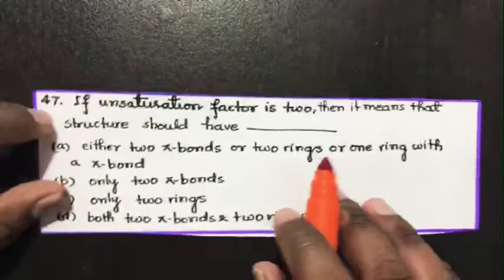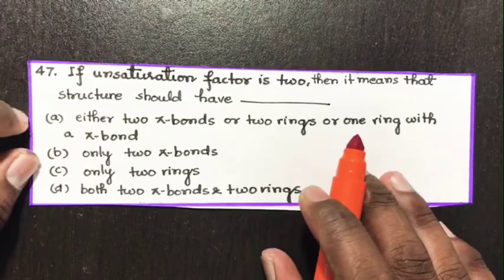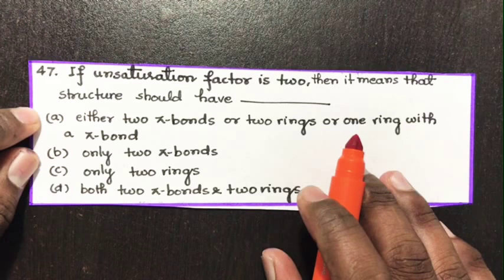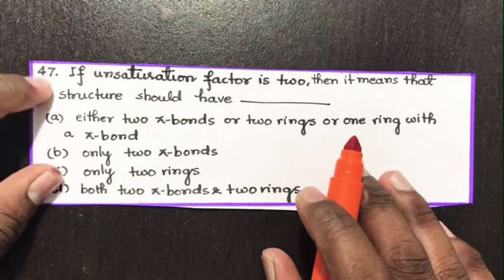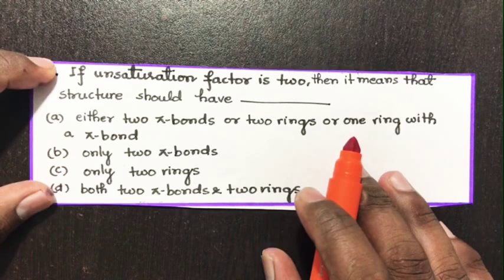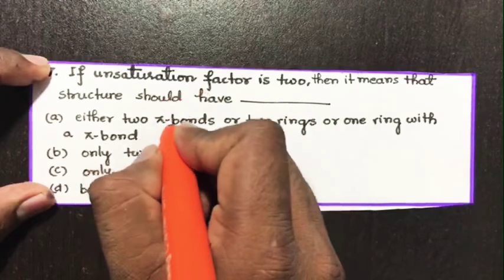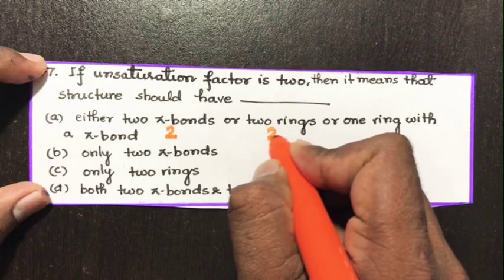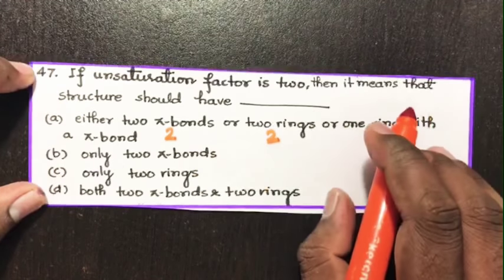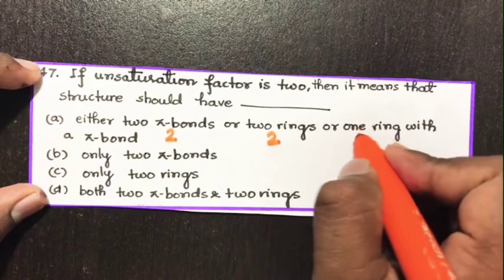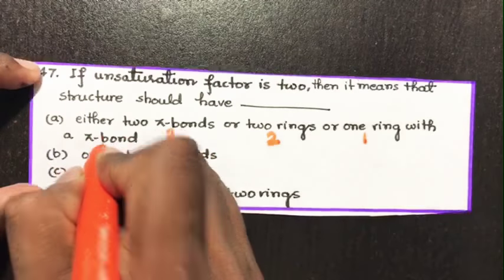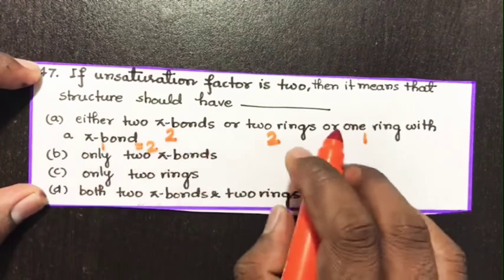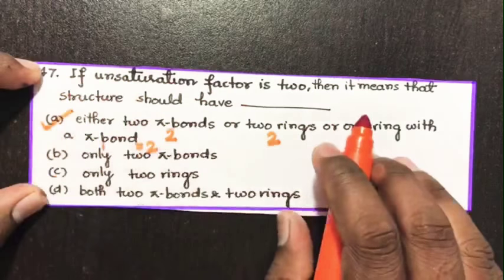Coming to question number 47. If the unsaturation factor is 2, then it means either 2 pi bonds or 2 rings. Yes, correct. 2 pi bonds will contribute 2 du. 2 rings also contribute 2 du, 1 du for each ring. One ring with 1 pi bond: 1 du will be here and 1 will be here, so again there will be 2 du. So this is absolutely correct.